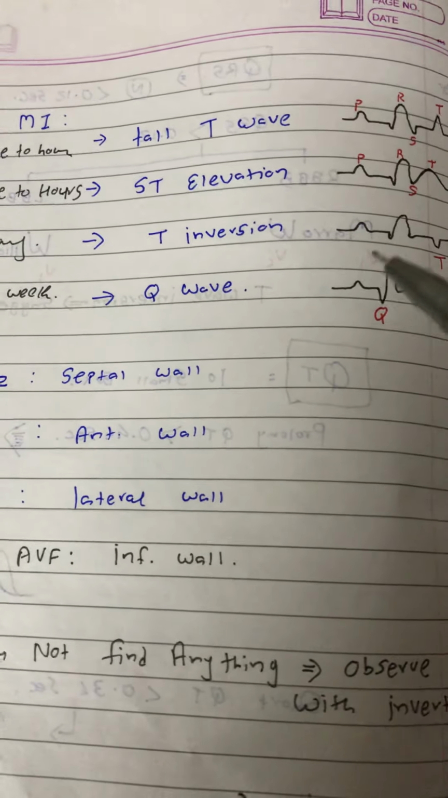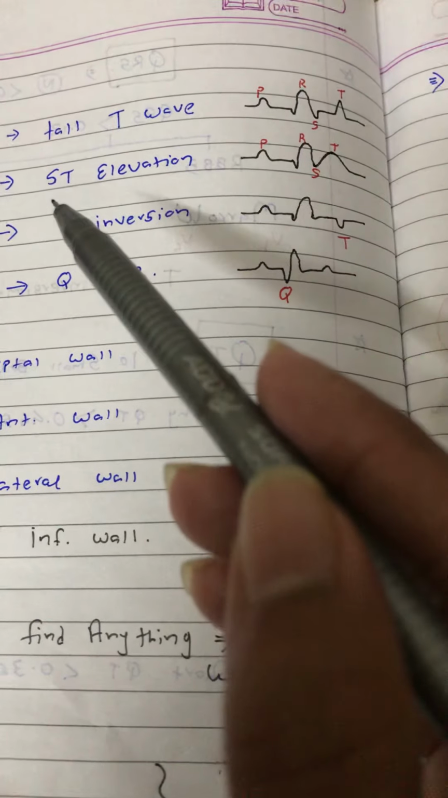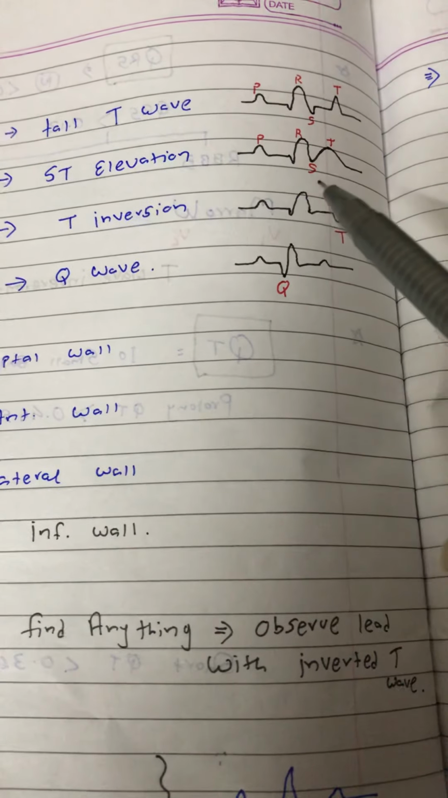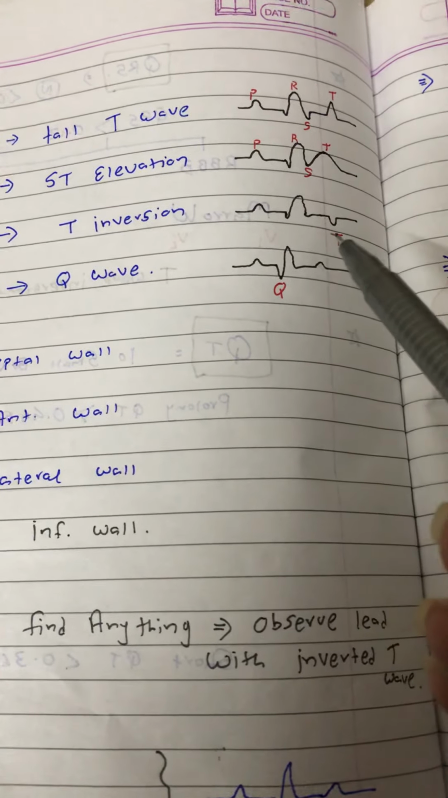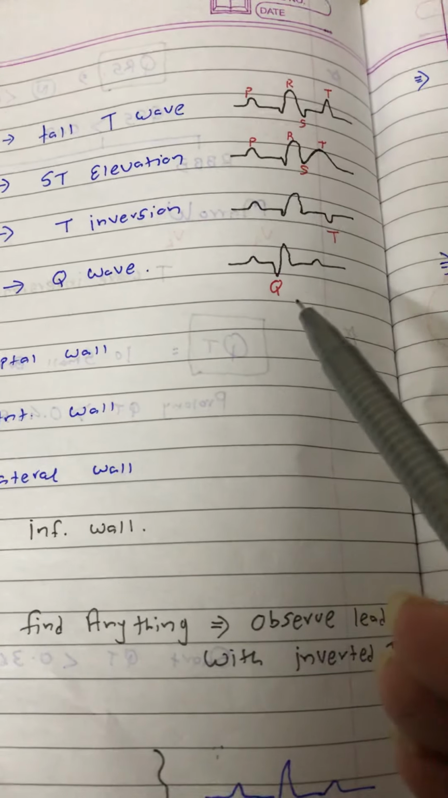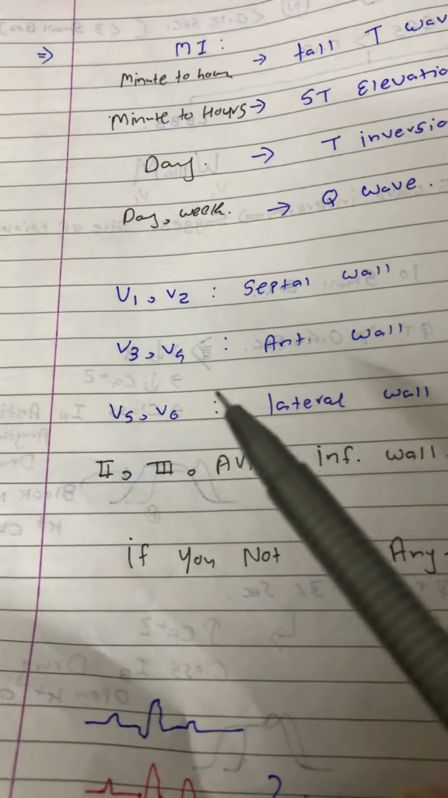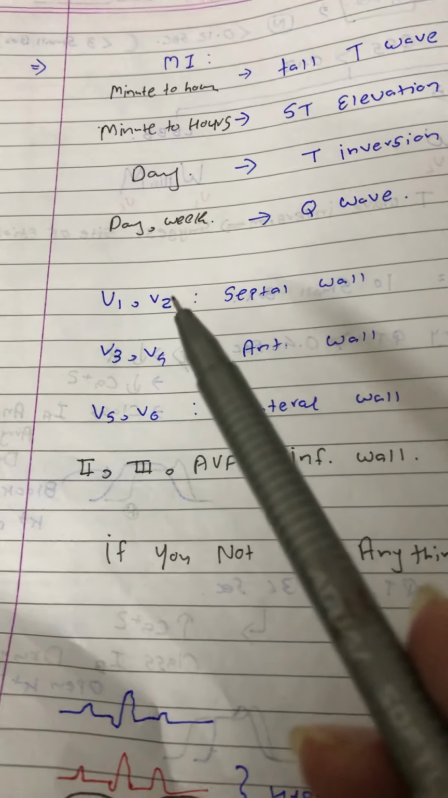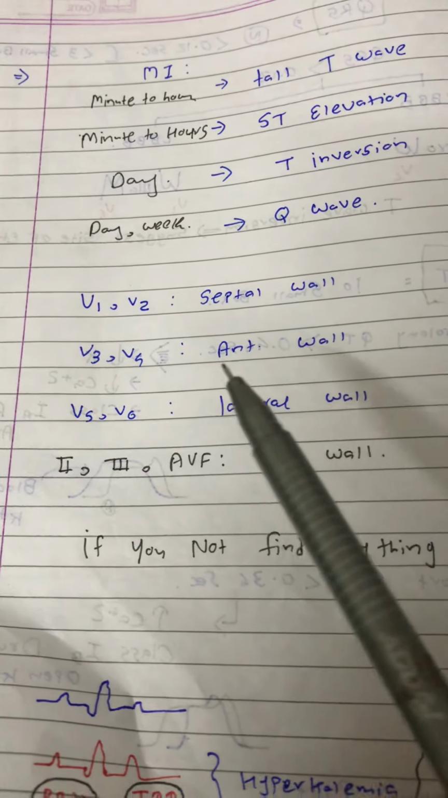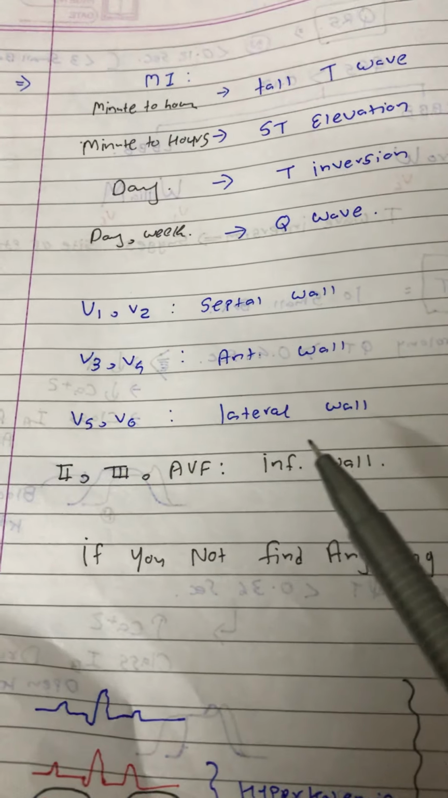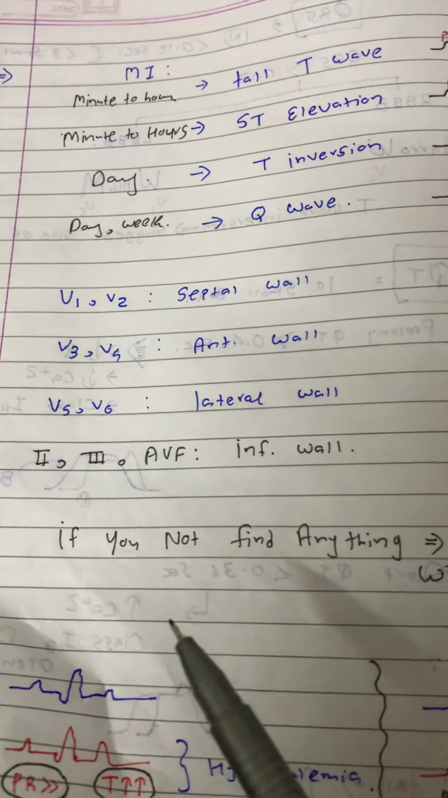Now in MI, which changes are seen? First, within a minute there is a tall T wave. After minutes to hours, ST segment elevation, and T wave inversion is seen in days. Then Q waves, in days and weeks a pathological Q wave is seen. Now in which leads do we see these changes? V1 and V2 indicate a septal wall MI, V3 and V4 anterior wall, V5 and V6 lateral wall MI, and for the inferior wall we see leads 2, 3 and aVF.